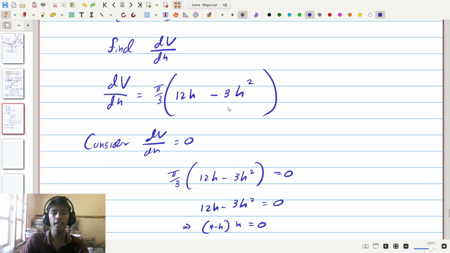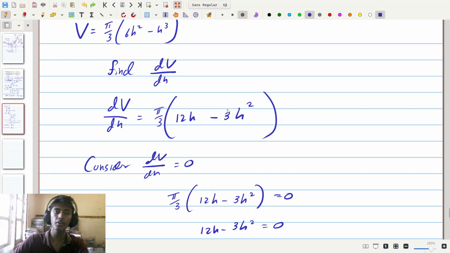But if you go and actually solve it, you can see 4 values of h which are between 0 and 4. If we substitute, for example, 2 into here, this part here becomes 12 times 2, which is 24, and this part here becomes 3 times h squared, which is going to be 3 times 4, which is 12. So we get 24 minus 12, which is a positive value of 12, which means that dv by dh is positive for that value of h, which is less than 4, which is equal to 2.